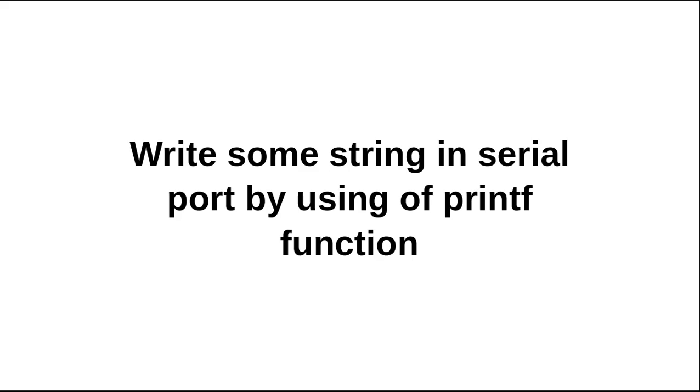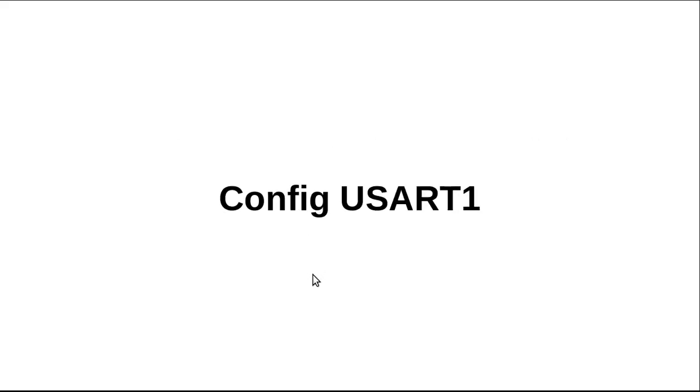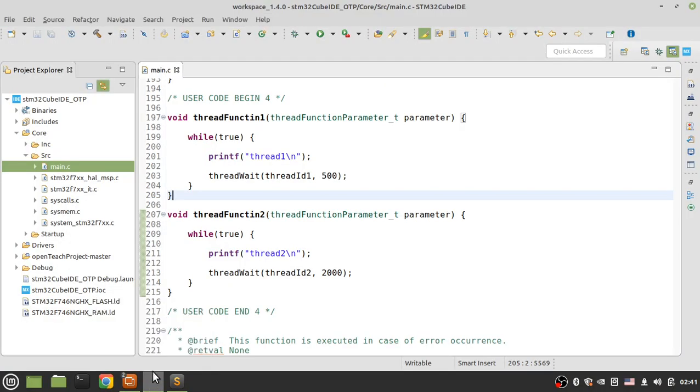In this part, I want to write some strings to the serial port using the printf function and USART. By using the USART port on my microcontroller and printf, I want to write some strings to the COM port. But before implementing this example, we need to configure USART1 on the microcontroller.